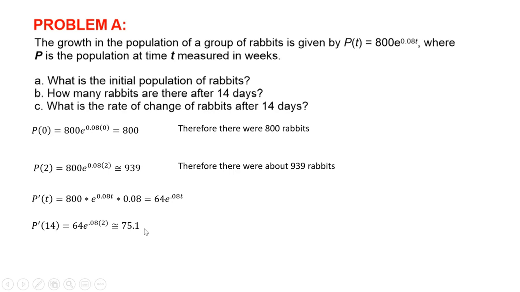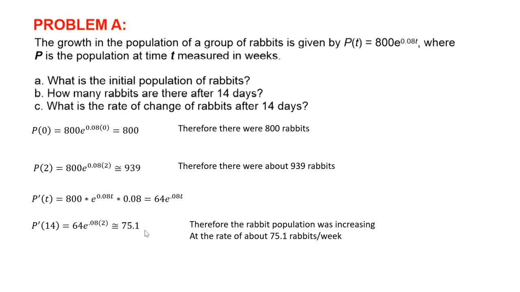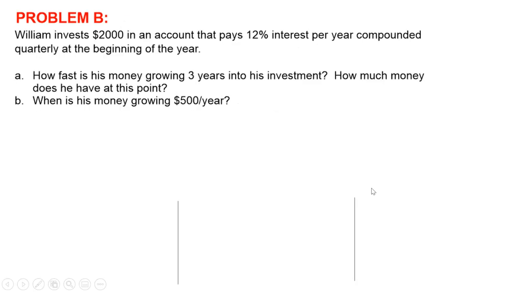What does that 75.1 mean? That's a rate, right? That's a rate when you're at 2 weeks or 14 days. And that 75.1 means it has to be expressed as a rate of 75 rabbits per week. And because it's positive, it means that the population is growing. It's increasing at that rate, 75 rabbits per week, all right? And hopefully that makes sense.